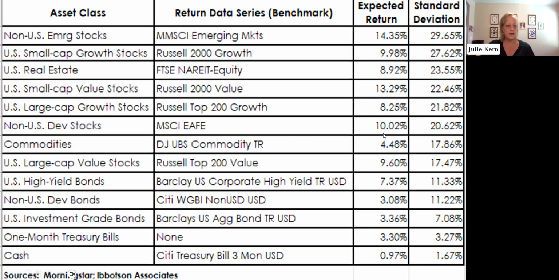And then commodities, you can see only a 4.5% return with a standard deviation of almost 18. This is something we don't use in our portfolios at all. And that's exactly why. Low return, high volatility. And then from there down, it pretty much goes in order.